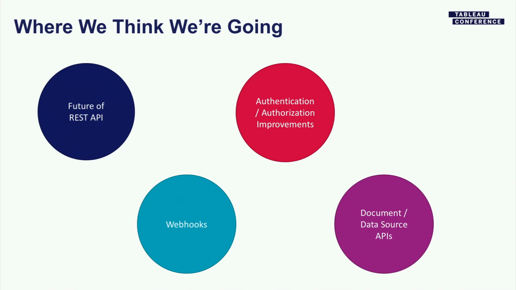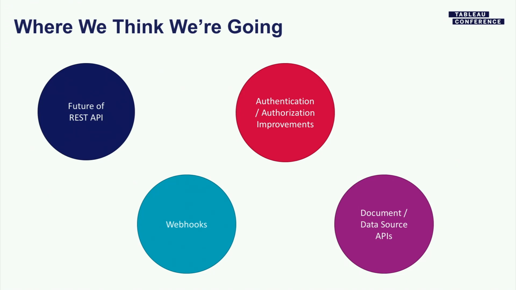And then the document data source APIs. So I mentioned that before. We've got a document API now. It is somewhat limited. We've got requests all the time for, hey, I need this information or that information. It also only works on clients. So if you want to look at a workbook on your server, you have to download it, and then you can use the document API to use it.